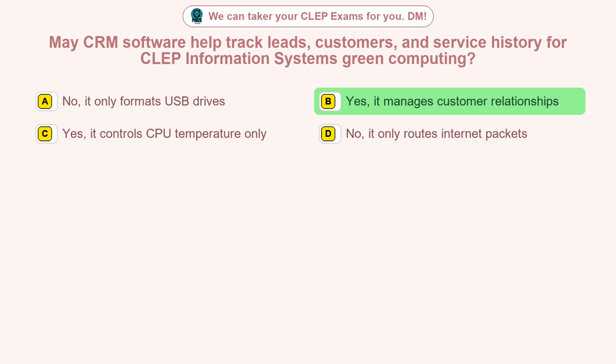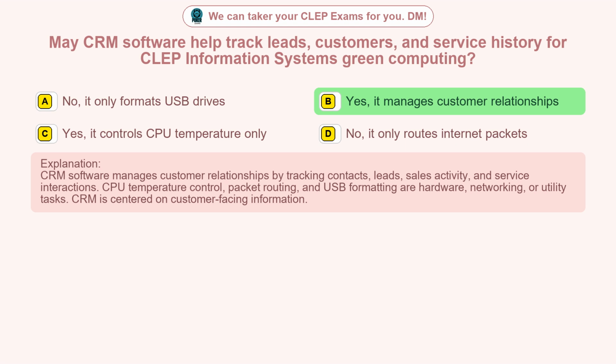Yes, it manages customer relationships. CRM software manages customer relationships by tracking contacts, leads, sales activity, and service interactions. CPU temperature control, packet routing, and USB formatting are hardware, networking, or utility tasks. CRM is centered on customer-facing information. Question 16.